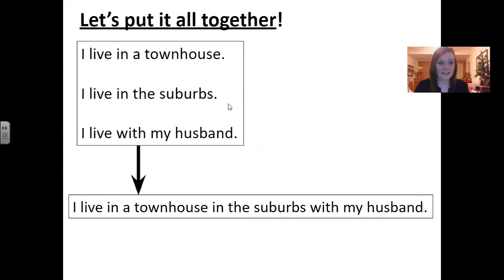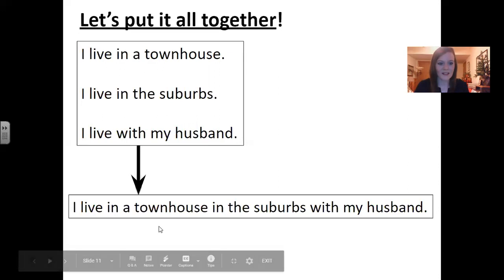Here we have 3 short sentences, and we're going to put them all together to make one longer sentence. Let's read them together. I live in a townhouse. I live in the suburbs. I live with my husband. Now let's put them all together. I live in a townhouse in the suburbs with my husband.